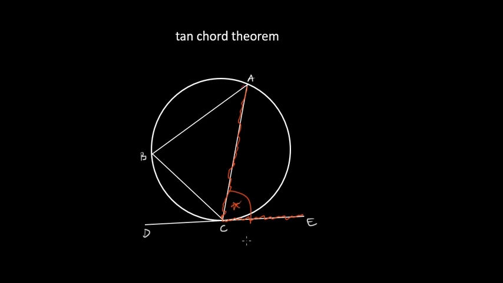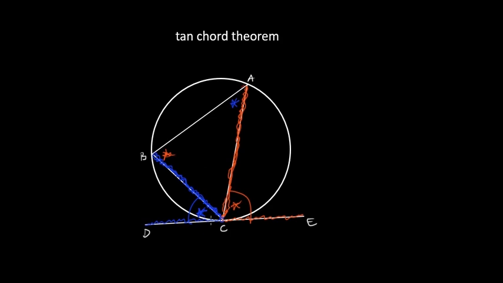This angle over here, according to the tan-chord theorem, is going to be equal to the angle subtended by this chord. And the angle subtended by this chord is angle B. Another tan-chord angle, remember this is the tangent and this is chord BC. An angle between the tangent and the chord is the tan-chord angle. And this angle over here is going to be equal to the angle subtended by this chord, chord BC. And the angle subtended by chord BC is angle A.